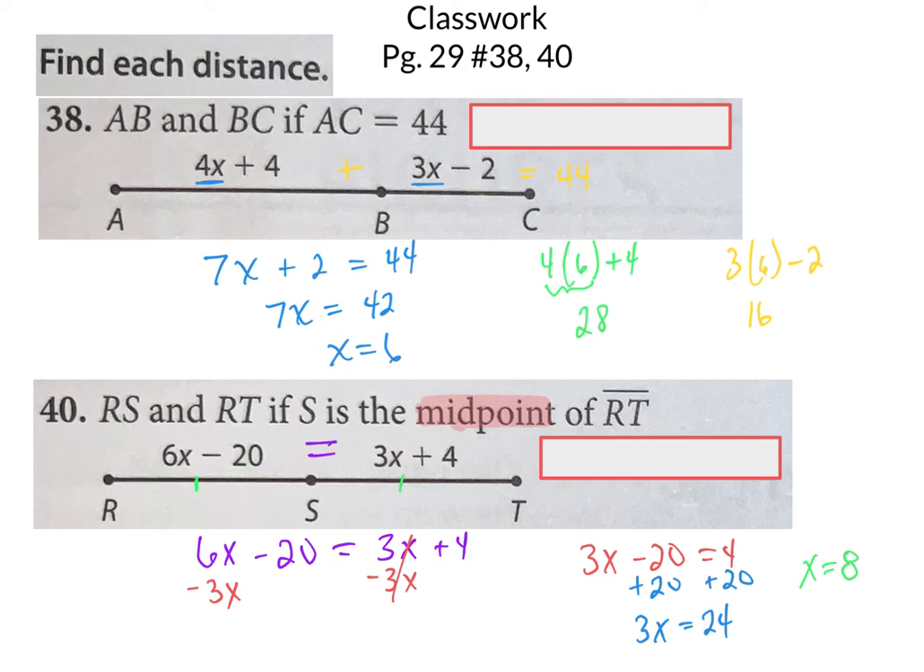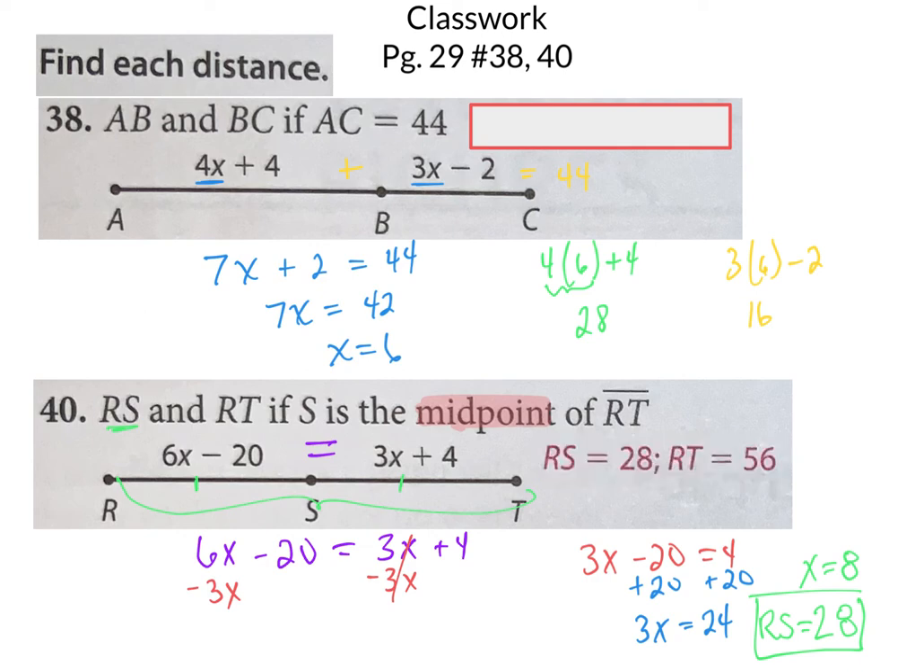So plug it in for either one of these. We get 3 times 8 plus 4. So we know that RS is going to equal 28. All right, so that's this one. And then just double it to get the entire length, R to T. So what is 28 times 2? 56. So you should have gotten 28 and 56, all right? So you can plug it into either one if it's a midpoint, whichever one's easiest to plug it into.